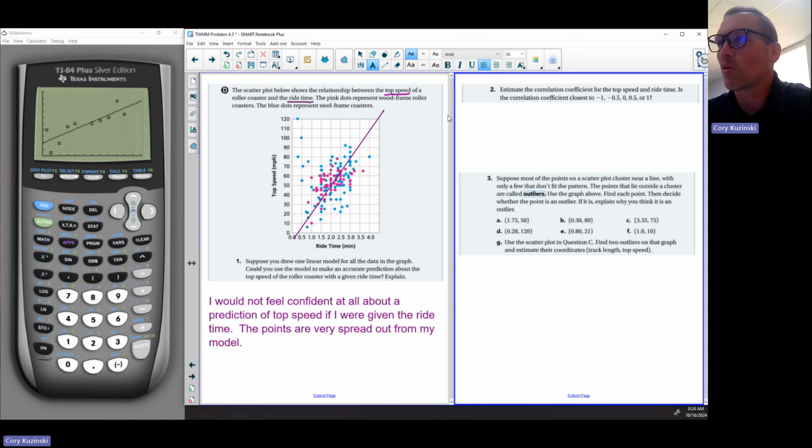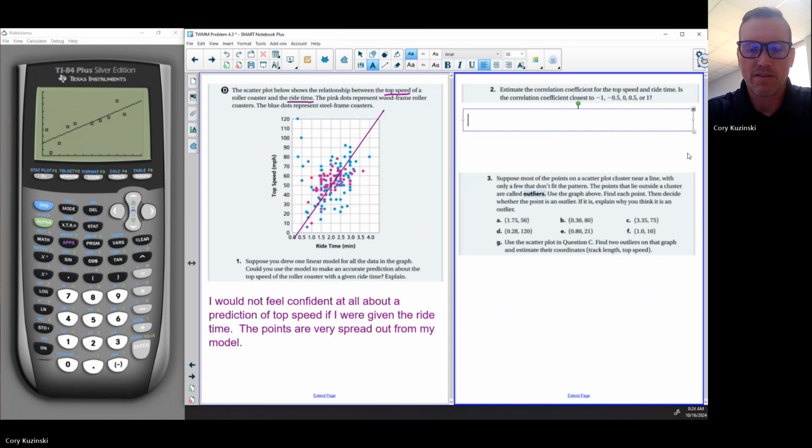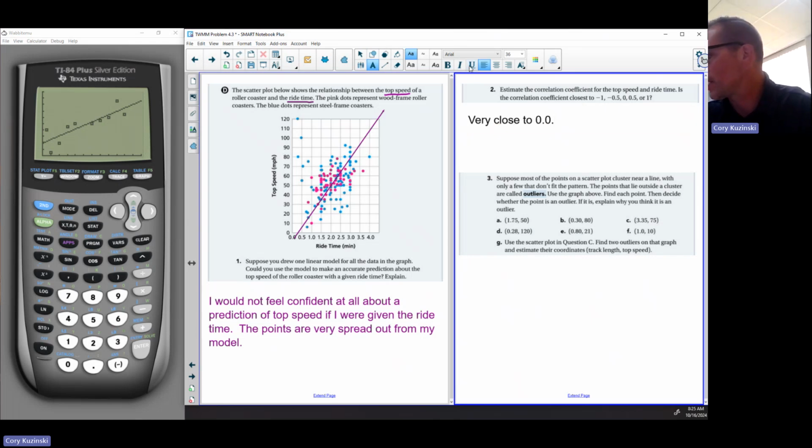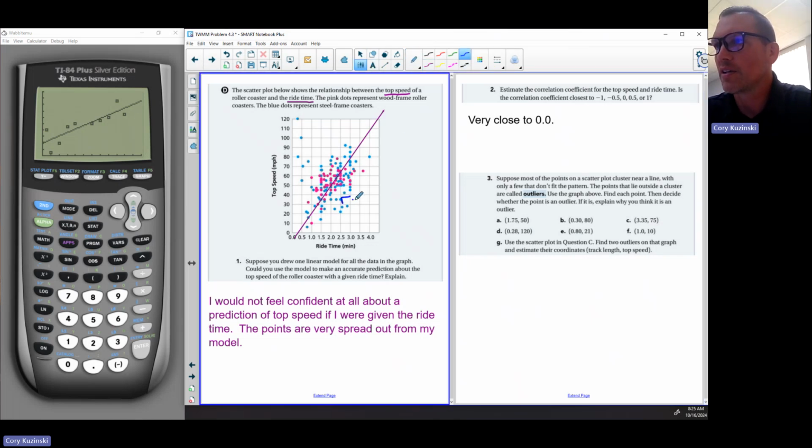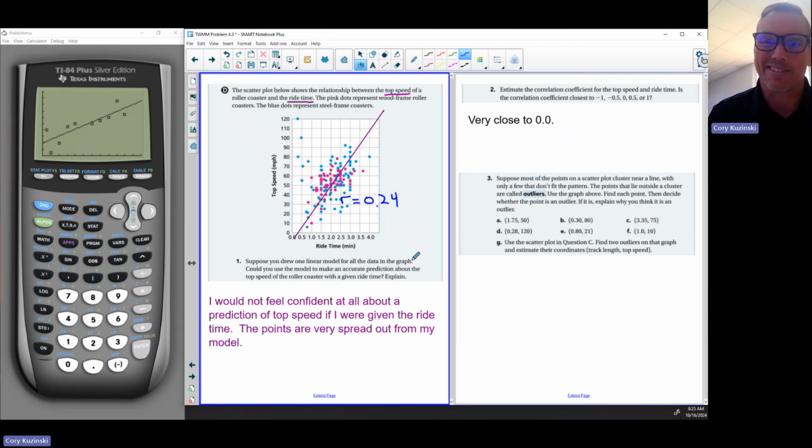Yeah. So estimate the correlation coefficient. I'm going to say closest to 0. How about very close to 0.0? It's not 0.0 exactly. In fact, I've got it right here. It's 0.24. Okay, so it's r equals 0.24. It's not nothing, but that's almost nothing. So very close to 0.0.